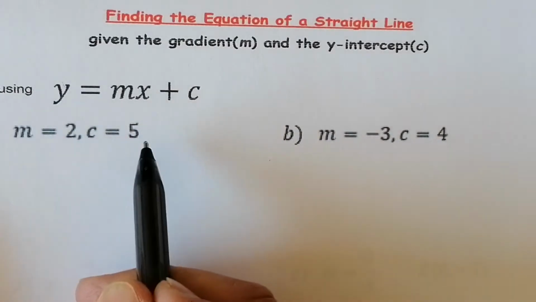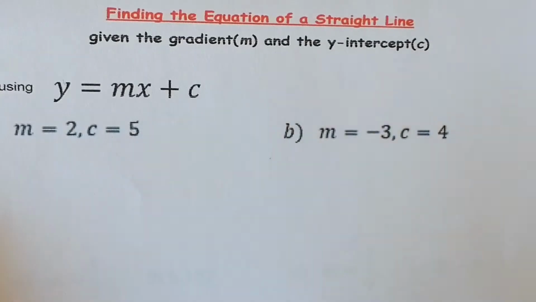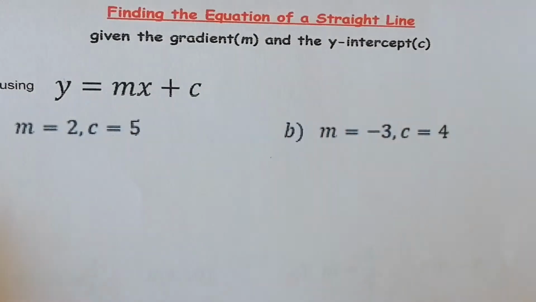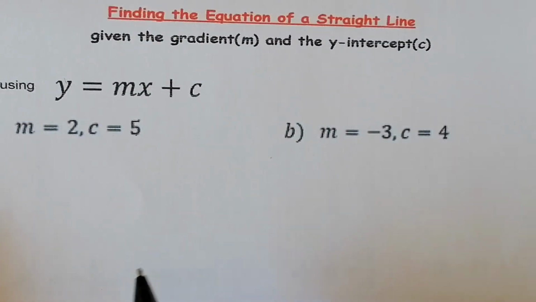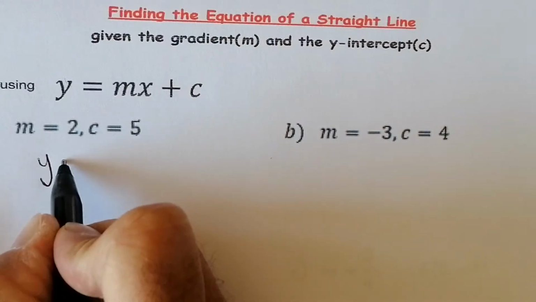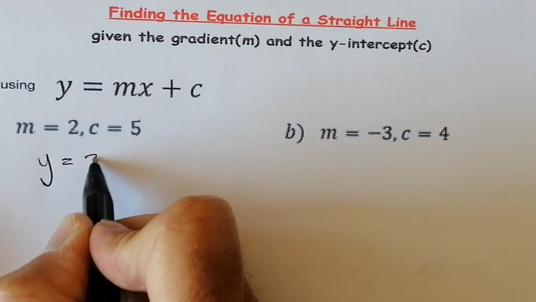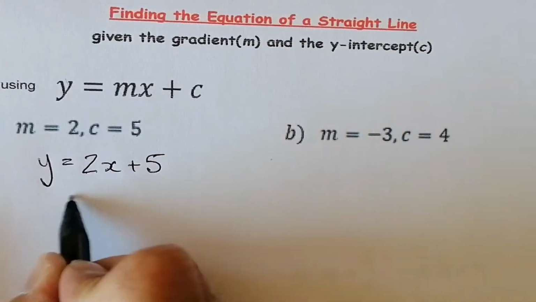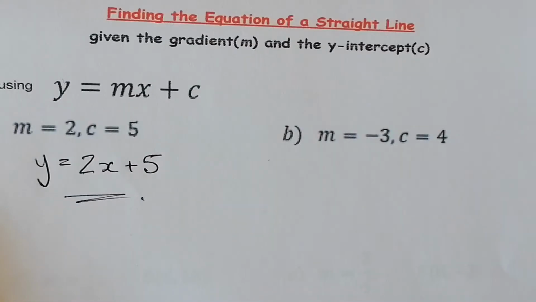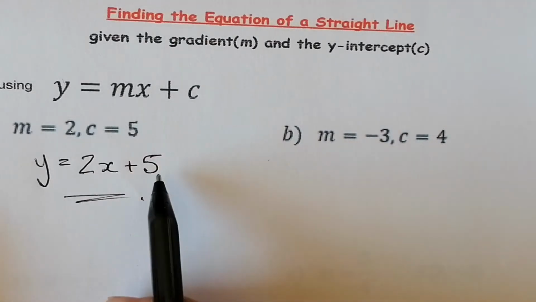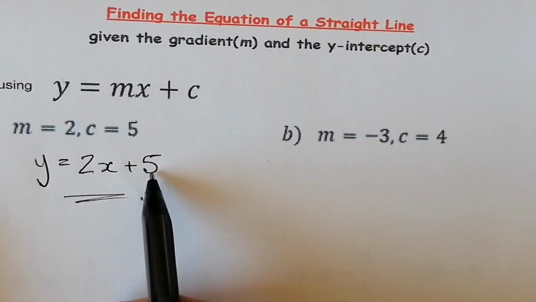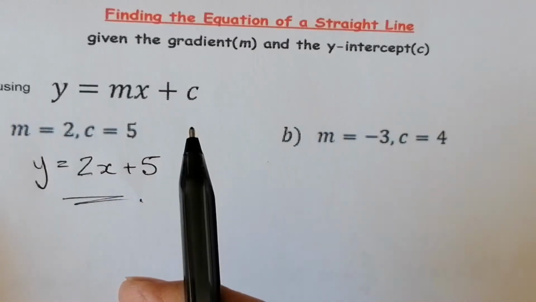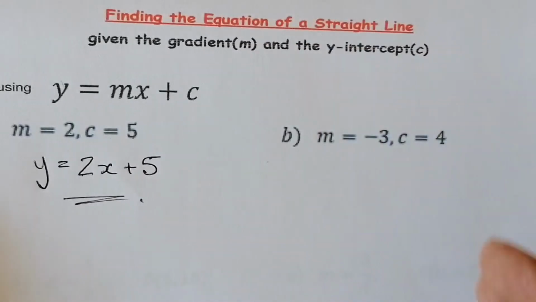We've been given the gradient, and we've been given the y-intercept, which is the c value. If I substitute the 2 in where m is, and the 5 in where c is, it gives me the equation of the straight line. So for a, I've got y is equal to 2x plus 5. That's all we're doing there. That's the equation of the straight line. So that tells me that we cut through the y-axis at 0, 5, 5 up on the y-axis, and we've got a gradient of 2, so along 1 and up 2, along 1 and up 2 as we go along.